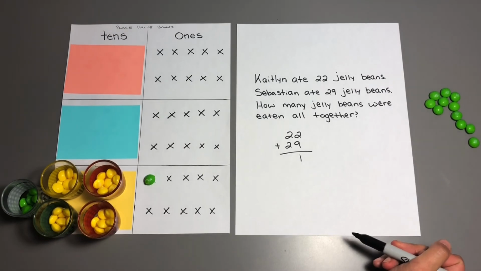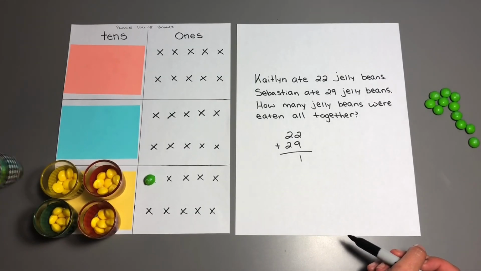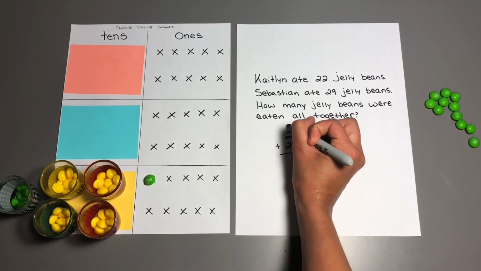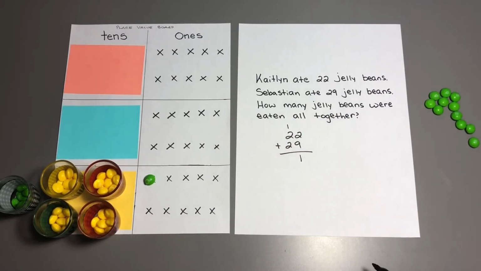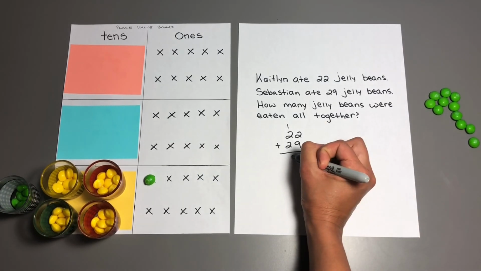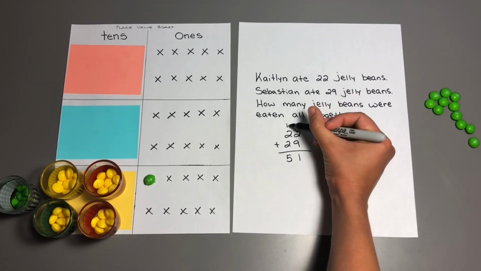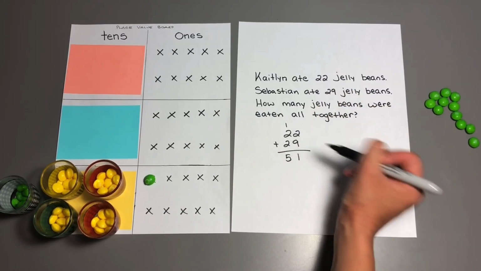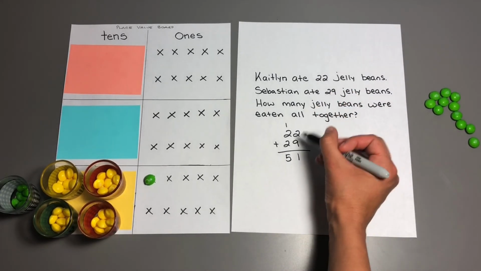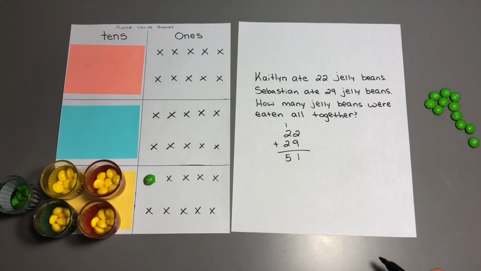We need to represent in our equation that we regrouped our ones and moved it over to the tens, so we're going to put a 1 at the top. We have 1, 2, 3, 4, 5 cups in our tens column, so we're going to write 5 here, and you can see 1 plus 2 plus 2 equals 5. So 51 jelly beans were eaten altogether.